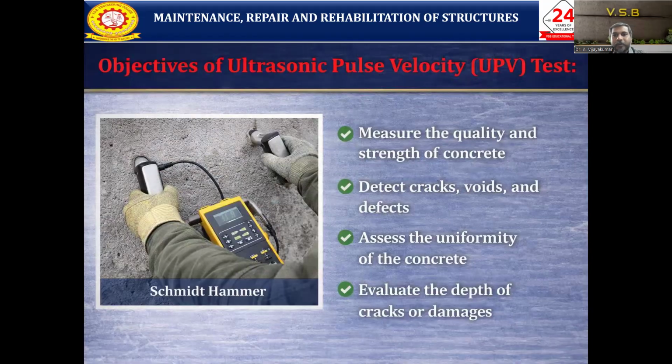So what is the objective of UPV? To measure and assess the strength and quality of the concrete. Using the UPV method we can detect cracks, voids and any defects in the existing structure, and assess the uniformity of the concrete. If any honeycombing or voids are there, we can find out the uniformity. We can use the ultrasonic pulse method to evaluate the damage or cracks. So these are the objectives of the UPV test method.